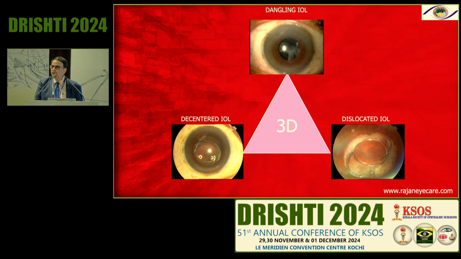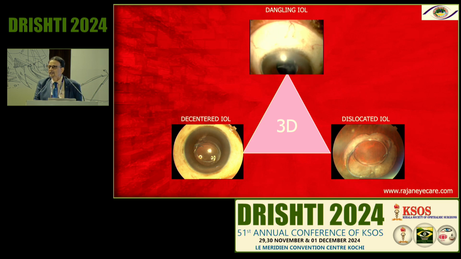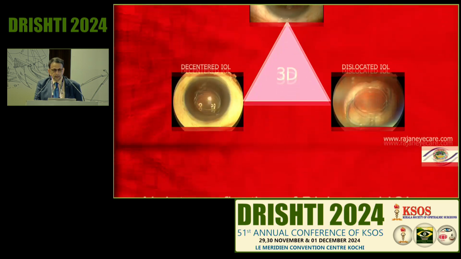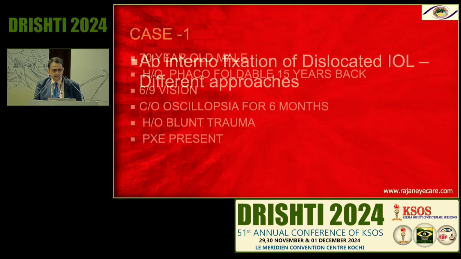So, how many of you have had this problem of late? Especially after the COVID, I find that there's a huge number of dislocated dangling IOLs. I don't know for what reason. We see these dangling IOLs, we see the decentered, we see those dislocated into the vitreous as well. So let's see how we manage this, different approaches.